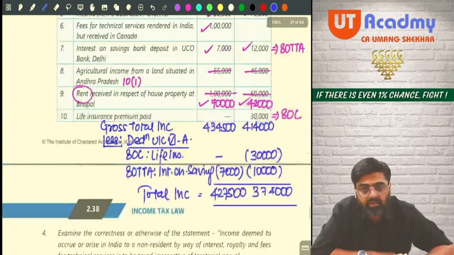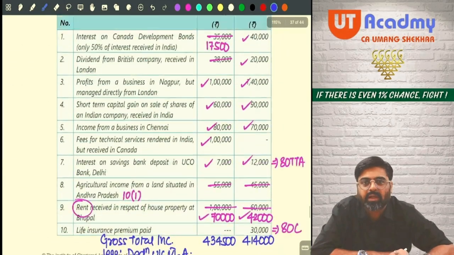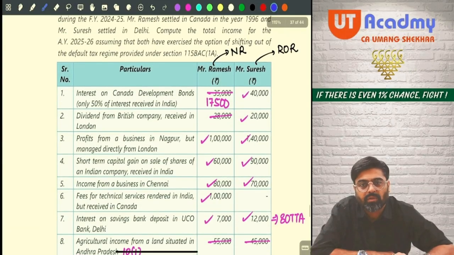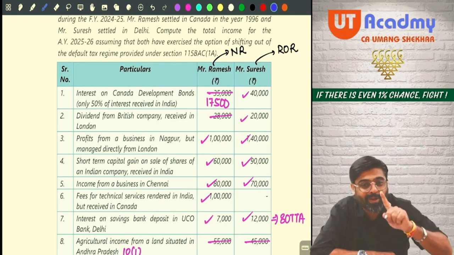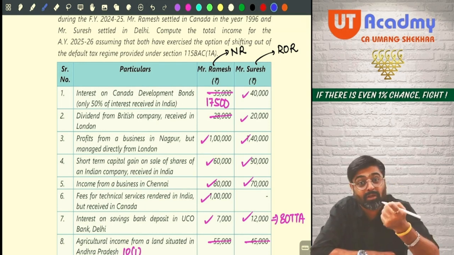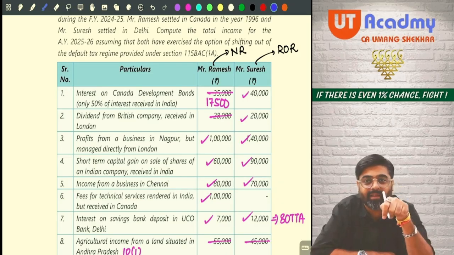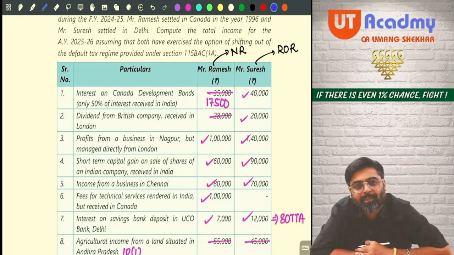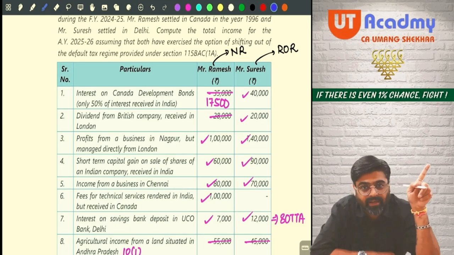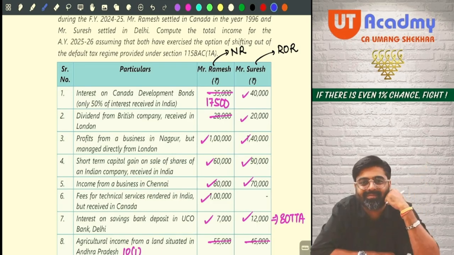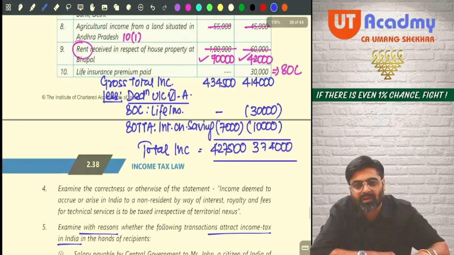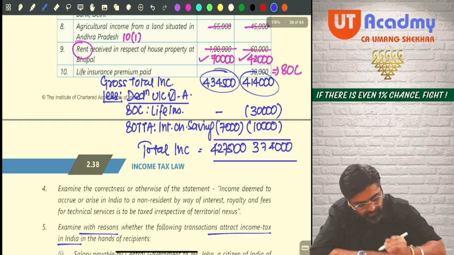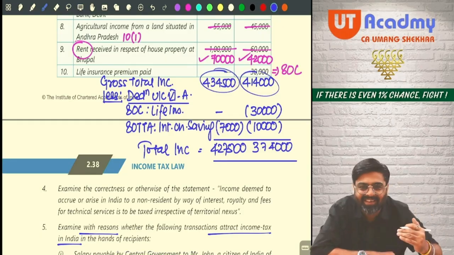Wait, no. Come to the last question first. In the last question, they were telling you that he has shifted out of 115BAC. Now, you should have one doubt in your mind. What if in the same question they say not shifted out of 115BAC, following 115BAC, then that deduction we took now will not be available. And accordingly, what will be your total income? Total income will be this much only, without taking the deductions.